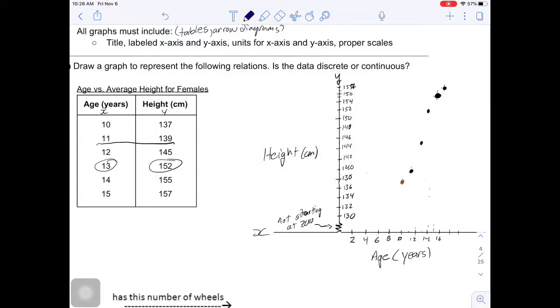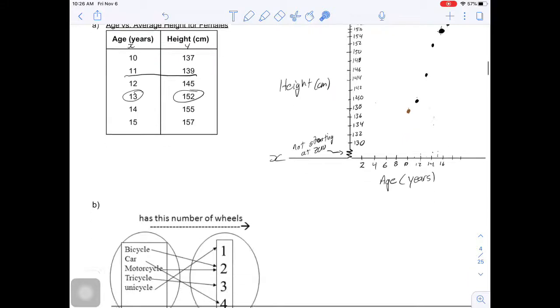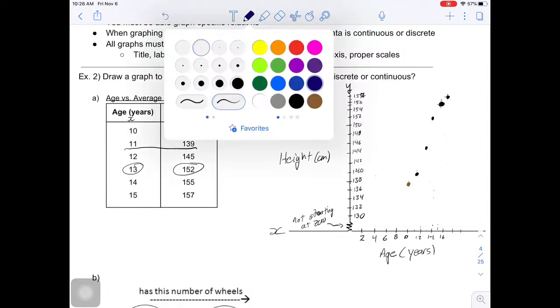So now the question is, is this discrete or is this continuous? Well, let's talk about that. Can I be in between my points that I plotted in both my y and my x-axis? Yes, you can be between the ages of 10 and 11. You can be 10 and a half, you could be 10 and 3/4. And your height, absolutely. You don't just randomly shoot from 145 centimeters right up to 152 centimeters, right? In an instant, that doesn't just happen. So these are continuous data points.